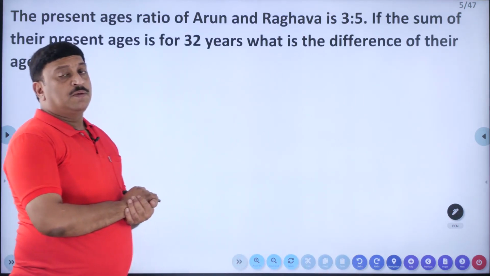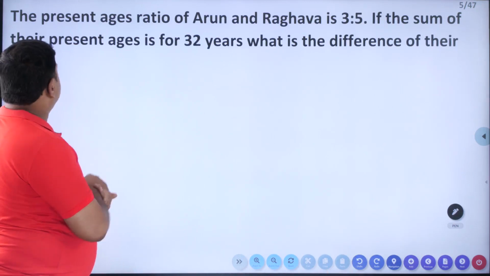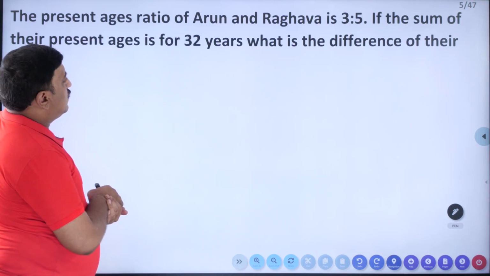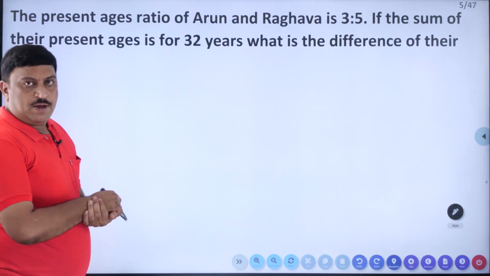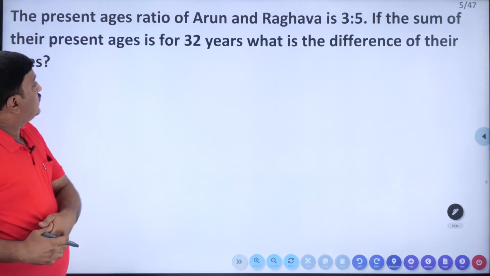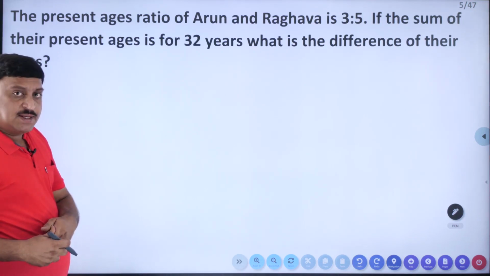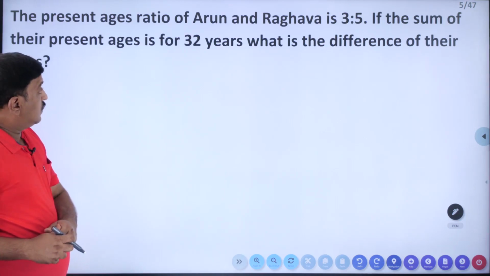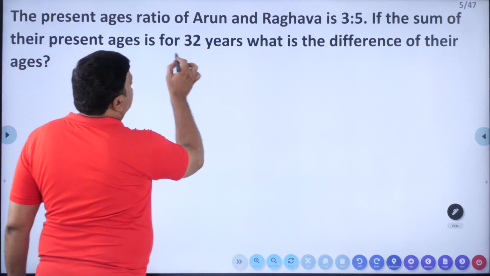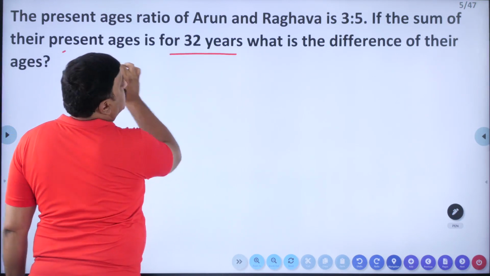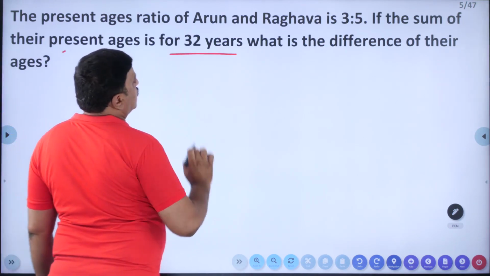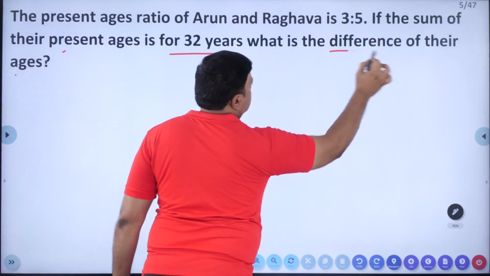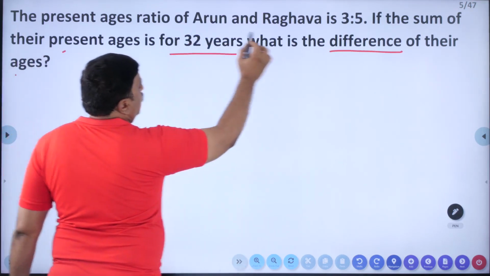See the question now. Little bit level increases. I think it's the same, but you have to use your general style. The present ages ratio of Arun and Raghava is 3:5. If the sum of their present ages is 32 years, what is the difference of their ages? They are asking about their difference. Given what? The sum of their ages.